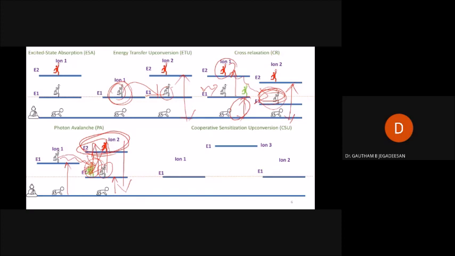And the fifth one is cooperative sensitization upconversion. It is a very simple process in which the electrons will be in the ground level in ion 1 and ion 2. It gets excited by absorbing the energy, and both energies will combine together and will come from the excited level 1 of ion 3. So we'll get the upconversion.